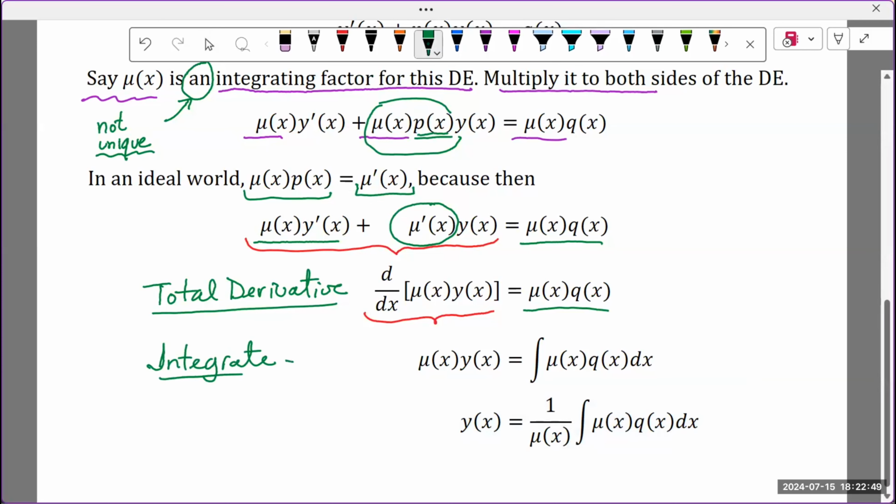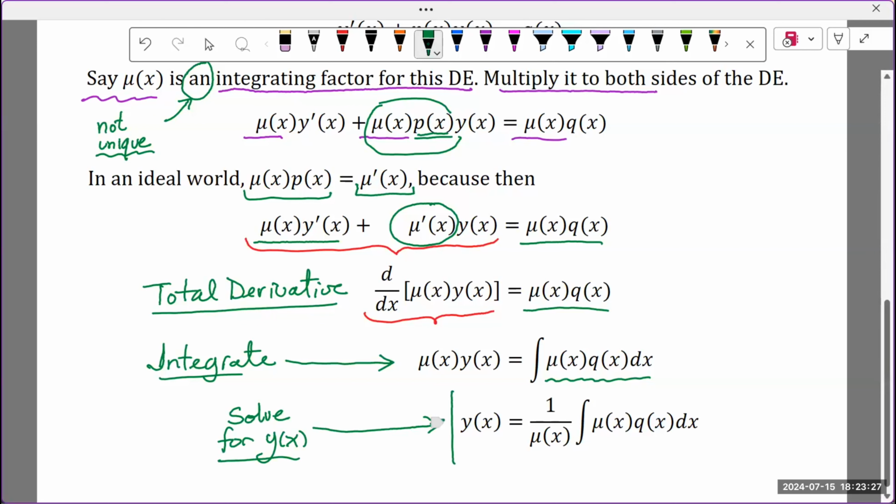So let's integrate both sides. When you integrate the total derivative, guess what? You just end up with mu times y. And when you integrate the right-hand side, we're just generally allowing the right-hand side to be an integral. Now that right-hand side, mu times q, may or may not be easy to solve, but what this does give you is a general form for the solution, because what we're going to do is solve for our solution, y of x, by dividing through by mu.